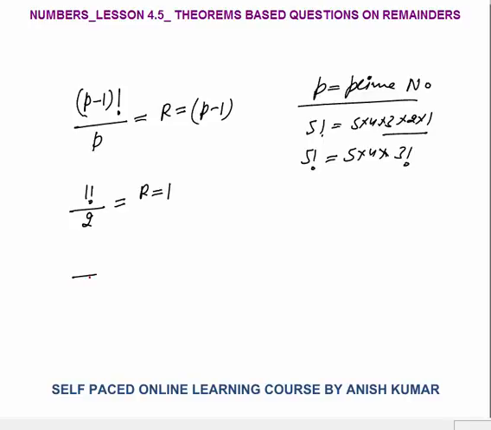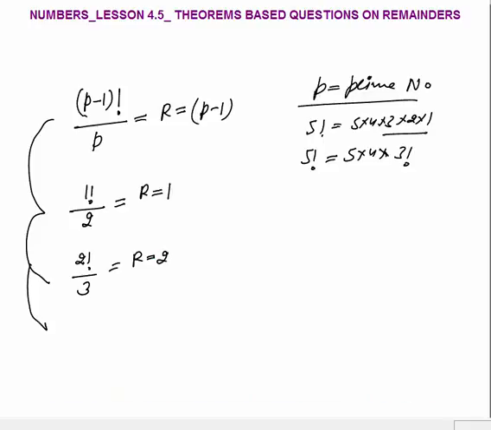Next prime number is P is 3. If you put P equals 3, then 3 minus 1, 2 factorial by 3, you can check that the remainder is equal to 2. Next we can see that the next prime number is 5. So 4 factorial by 5.